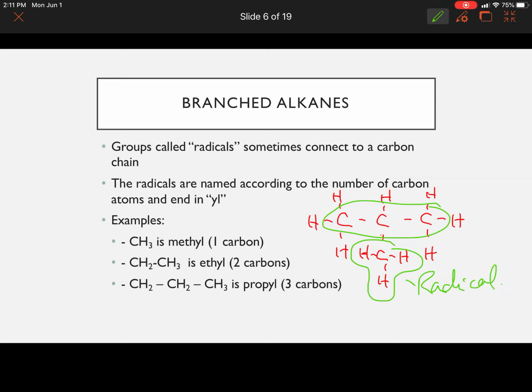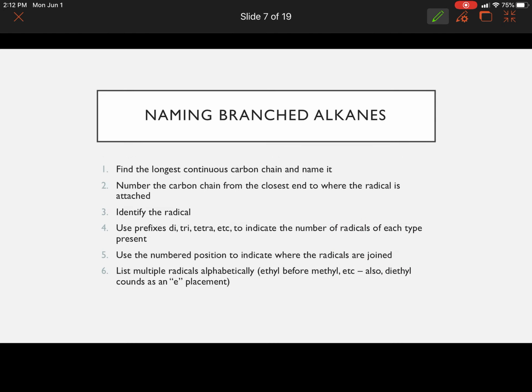And we name radicals based on how many carbons they have in them. So this particular one has 1 carbon. So again, the prefix for 1 is meth. So this CH3 is known as methyl. If we had a carbon chain of 2 here, it would be ethyl. 3 is propyl, and we would just continue on: butyl, pentyl, hexyl, heptyl, etc., etc. Okay. Now, when we name them, these are just the rules. We're really going to learn these by working through examples here.